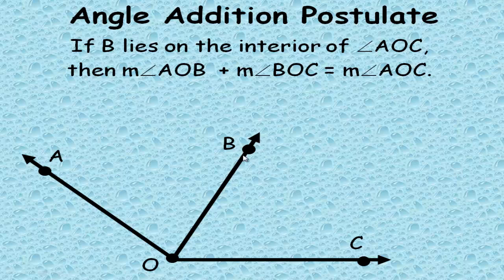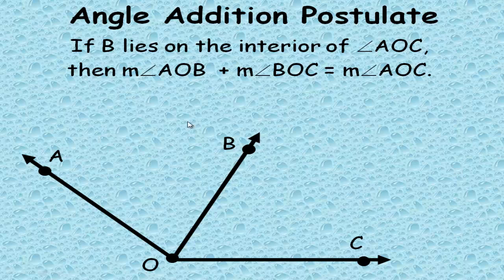So B is in the interior, and I can draw a ray from the vertex O to the point B, and now I've created three angles. I have angle AOB, and I have angle BOC, and I also have angle AOC, which is the big one.